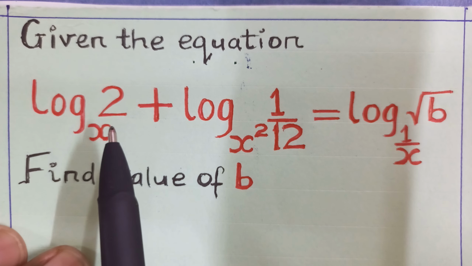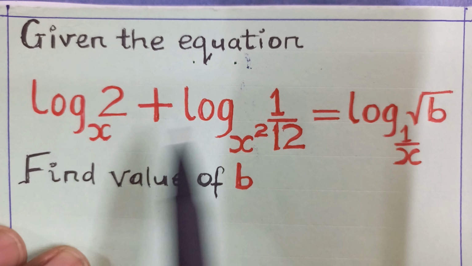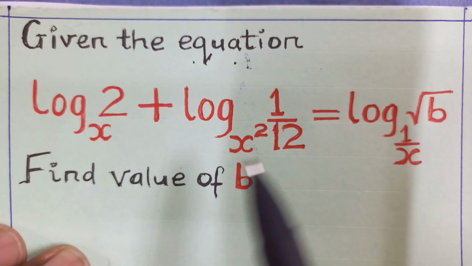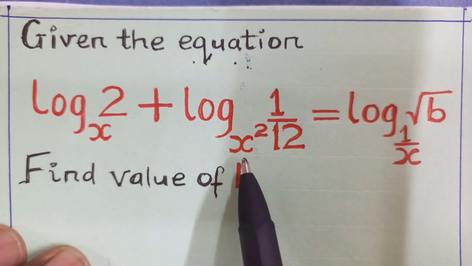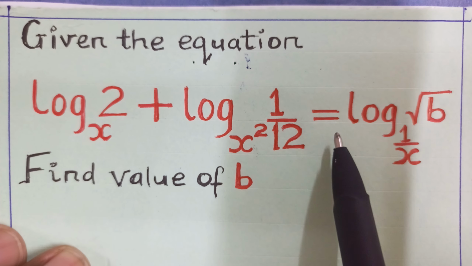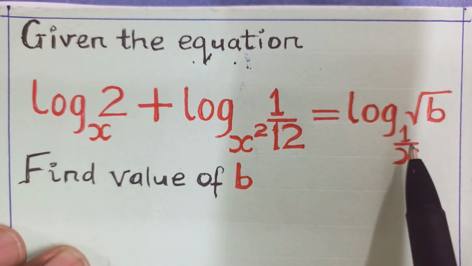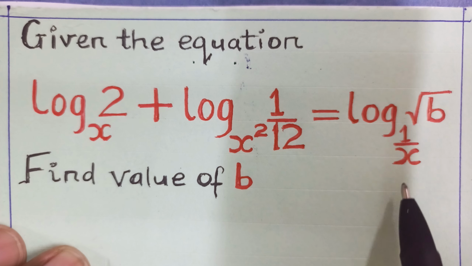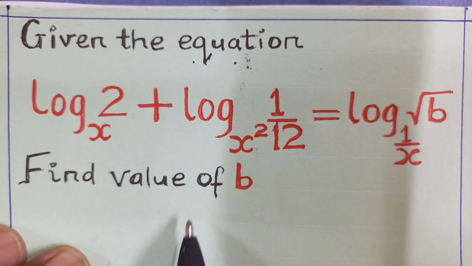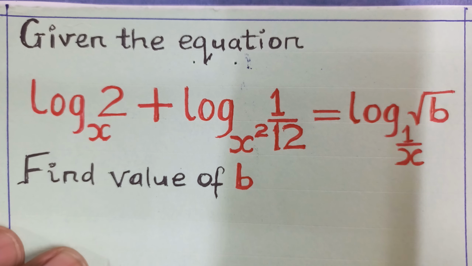I read the question. Given the equation log 2 to base x plus log 1 over 12 to base x squared is equal to log square root of b to base 1 over x, find the value of b. And so guys, we now do this problem.